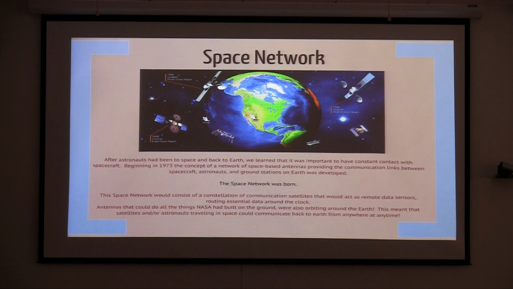So beginning in 1973, the concept of a network of space-based antennas providing the communication links between spacecraft, astronauts, and ground stations on Earth was developed. This space network would consist of a constellation of communication satellites that would act as remote data sensors and essentially route data around the clock, 24/7, creating 100% global communication coverage.